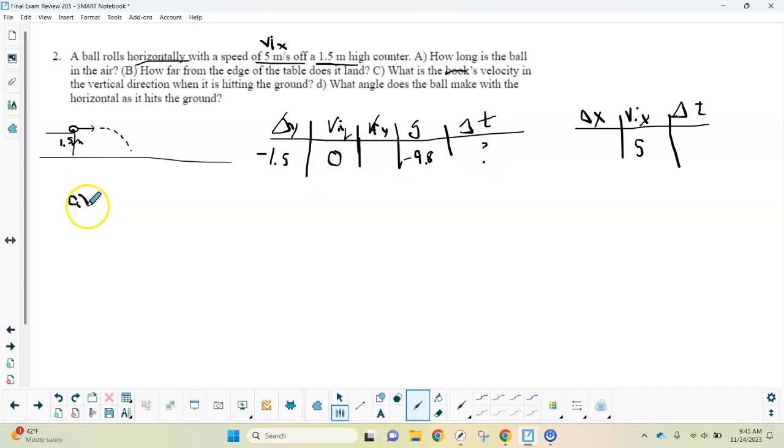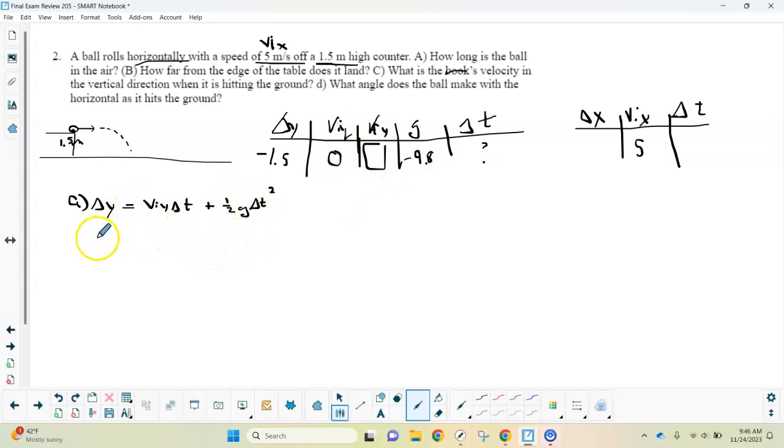So for part A, the equation that you want is this one. So delta y equals VIY delta t plus 1/2 g delta t squared. Hopefully, again, this selection process of picking the right equation has become easy. Remember, you're looking for 3 out of 5. You put the question mark, and then the box that is empty is the variable that you don't want in the equation, which will get you that one.